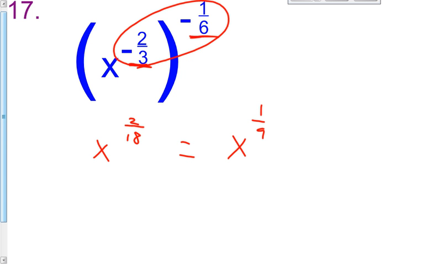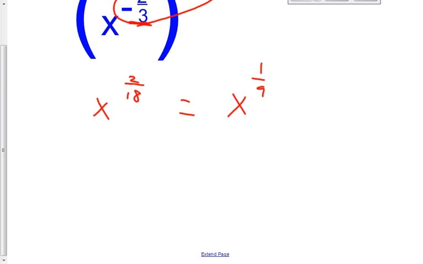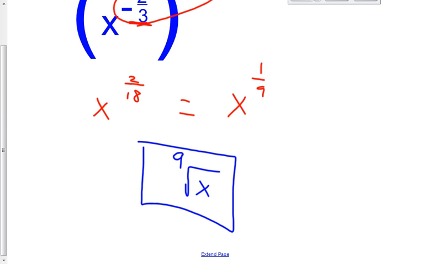Now that we have that, let's change it into radical form. It is the 9th root of x raised to the first power, or the 9th root of x. This one we cannot reduce. Our exponent is smaller than my index. In order to reduce, my exponent has to be greater than my index.